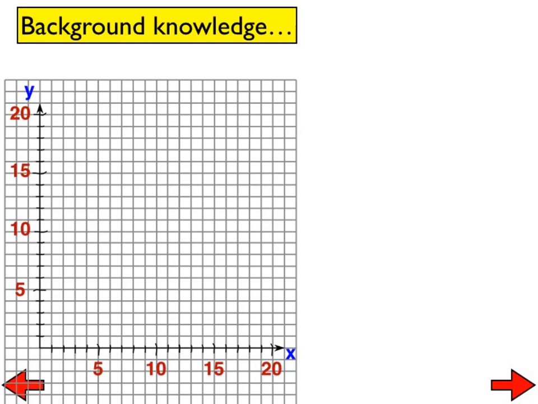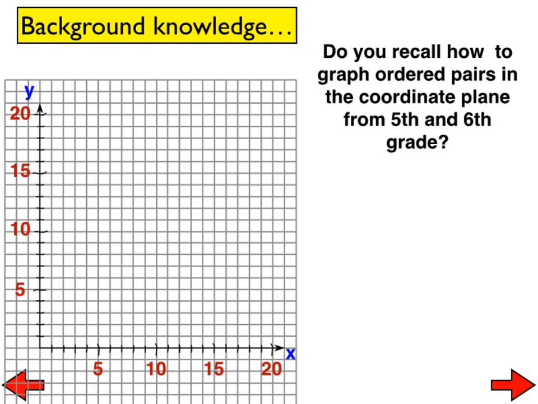But before we even do that, I've got to quickly review how to plot ordered pairs. Okay. So, do you recall how to graph ordered pairs in the coordinate plane from 5th and 6th grade? Well, we're going to find out. Since we are restricting our graphing right now to one quadrant, quadrant number 1, which last year you were supposed to talk about quadrants, we are simply going to start at what's called the origin.